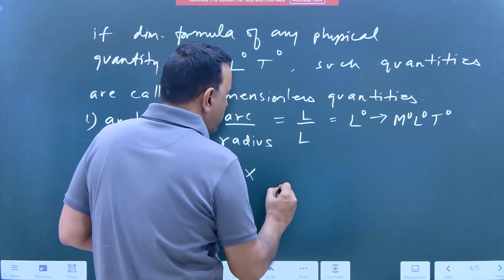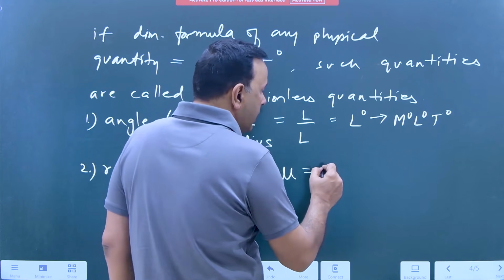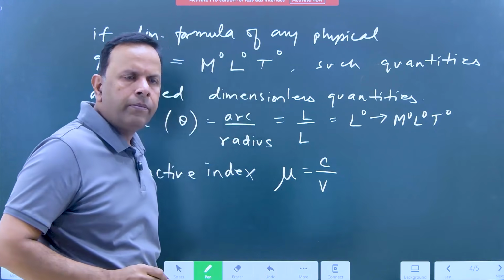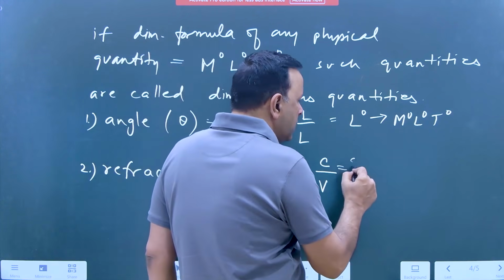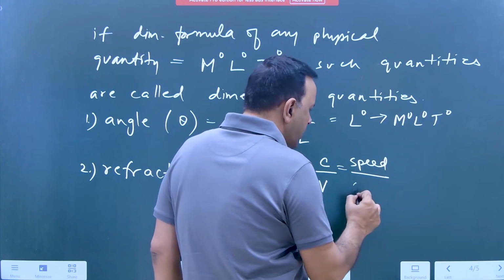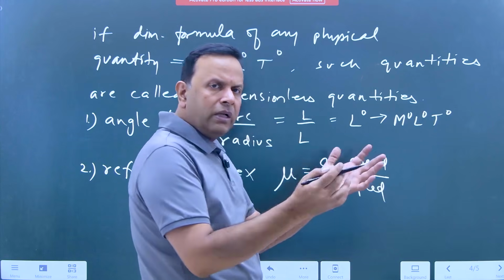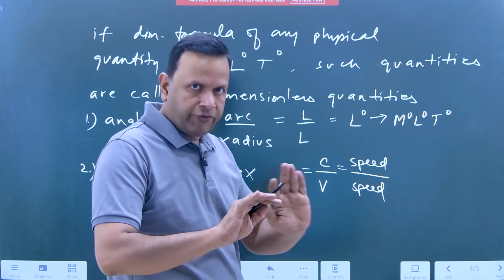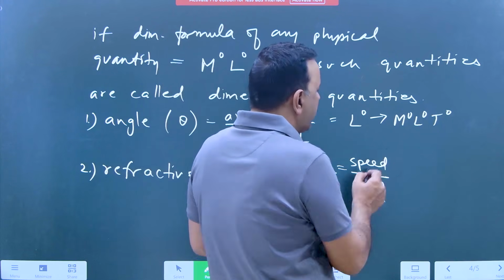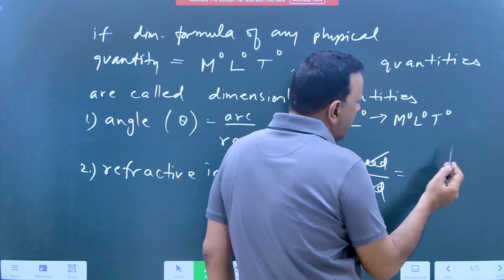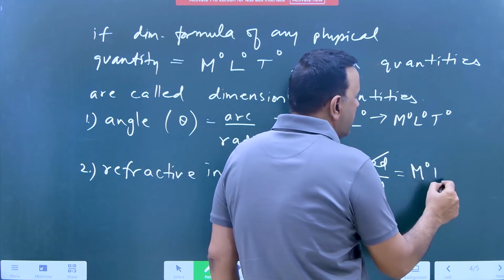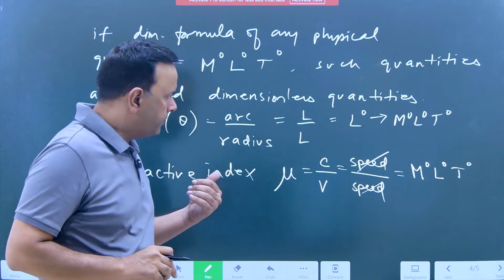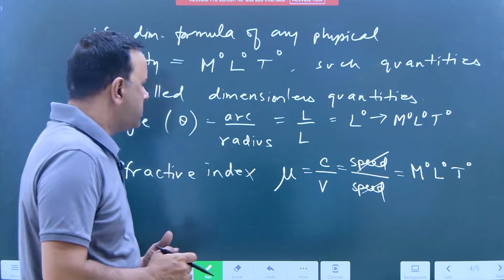If I use the symbol mu for refractive index, it is defined as the speed of light in vacuum to the speed of light in medium. So see, actually C is also a speed and V is also a speed. The only difference is that C is the speed in vacuum and V is the speed in medium, but fundamentally they are speed. So I can directly cancel this speed, and nothing is left. So I can say M0 L0 T0. So refractive index is a dimensionless quantity.